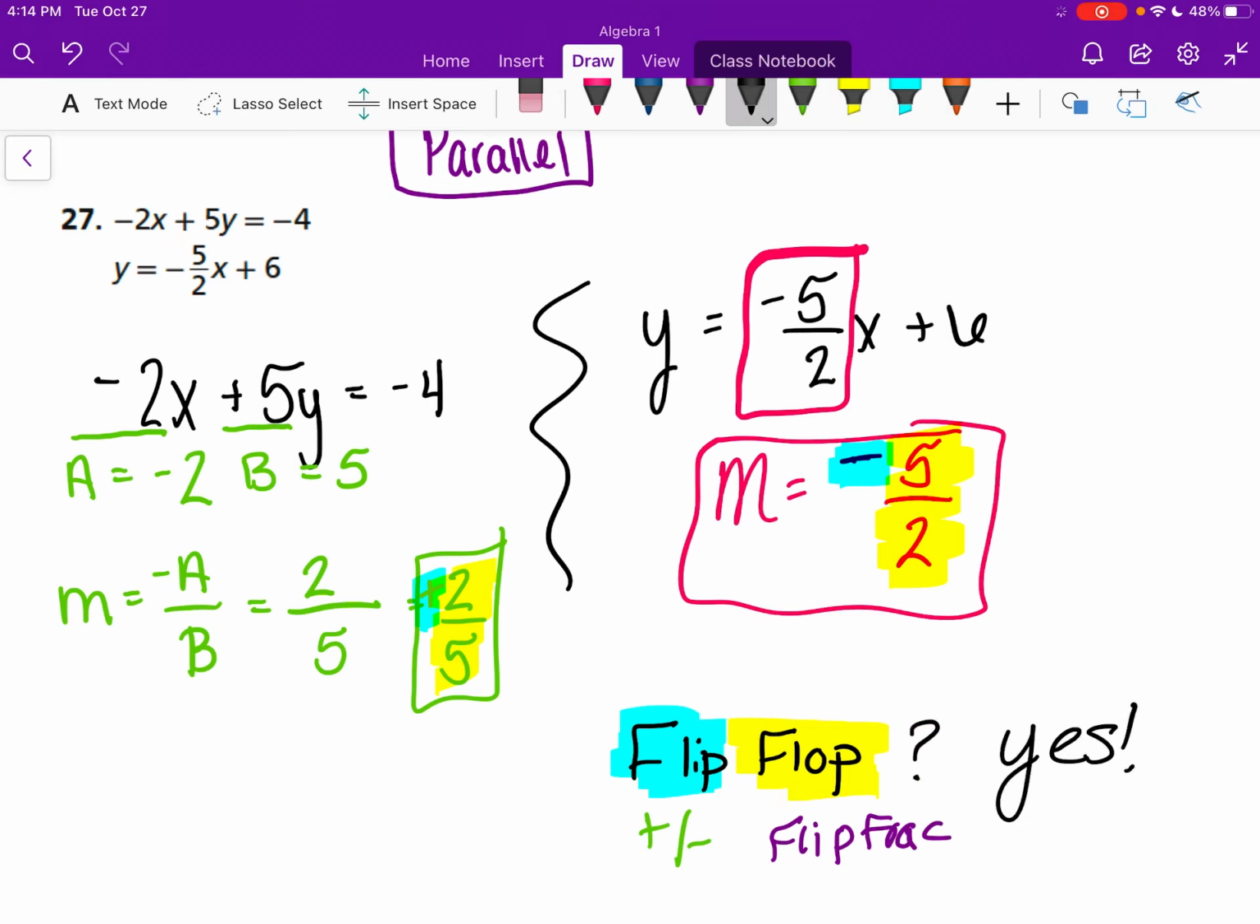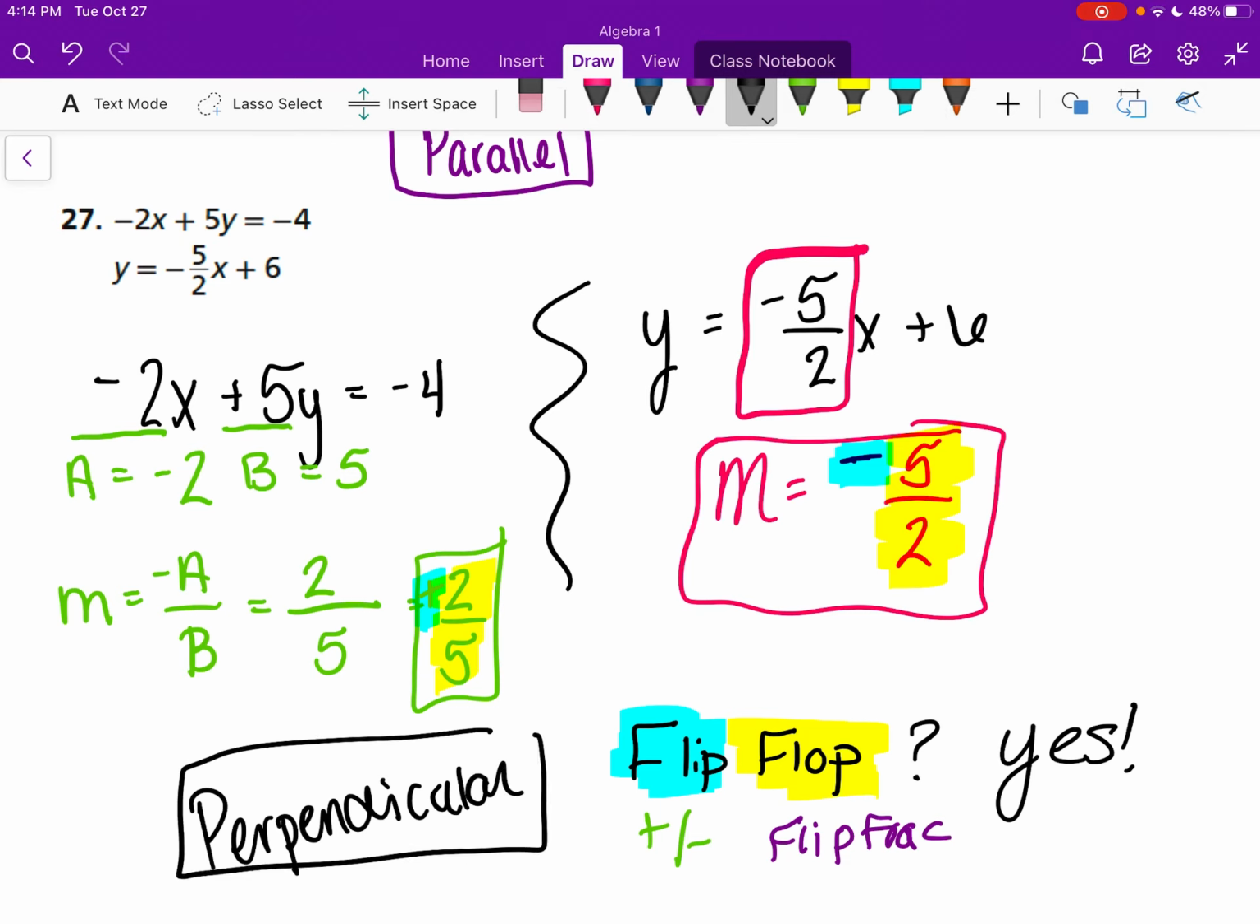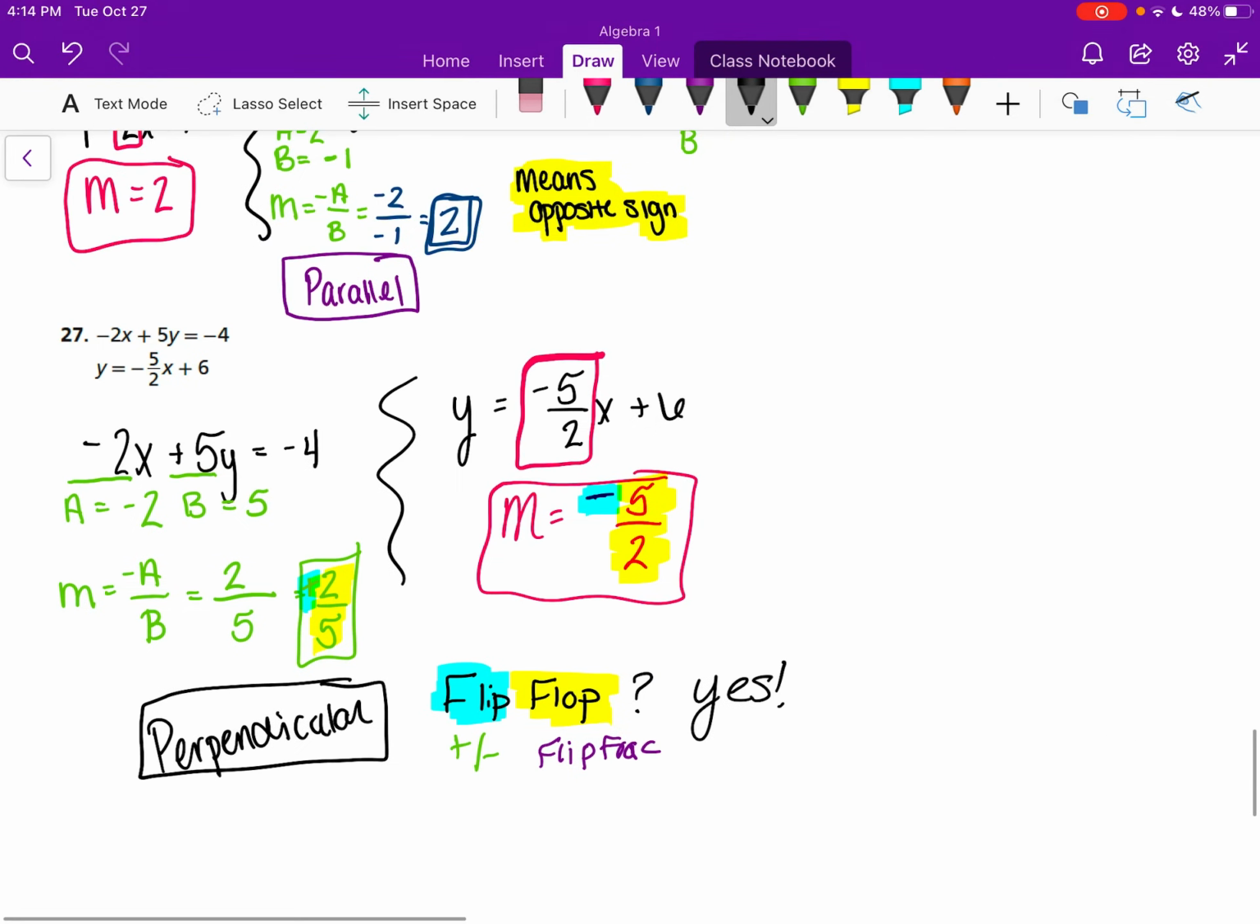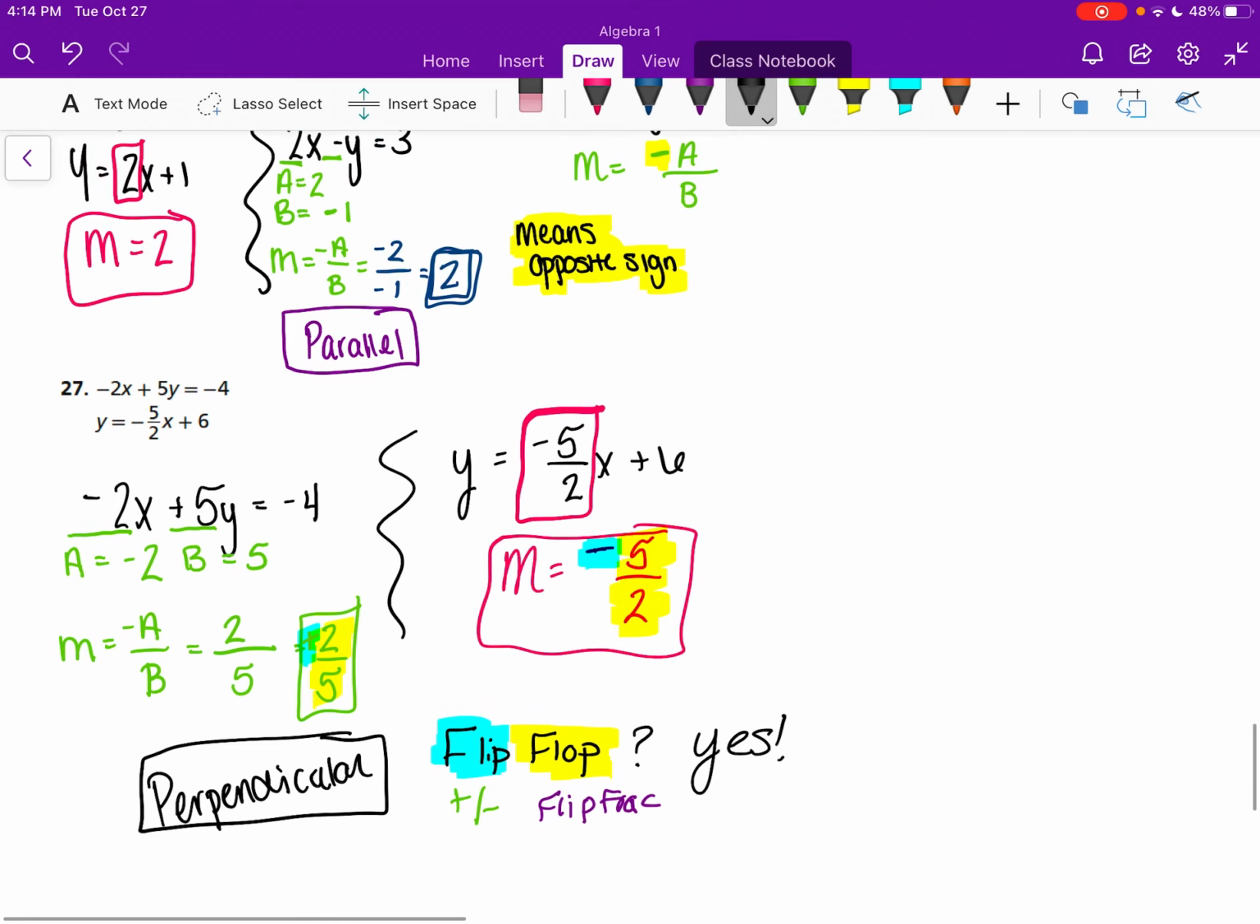So are they a flip-flop? Yes, they are, which means these lines are perpendicular because they are a perfect opposite reciprocal, which we learned to call a flip-flop. They have opposite signs, one positive, one negative, and their fractions are reciprocals, which means they look like they have been flipped upside down. And that was section 2.3 and 2.4.